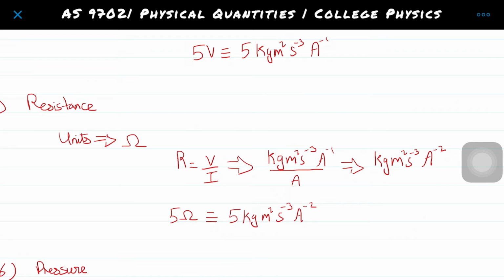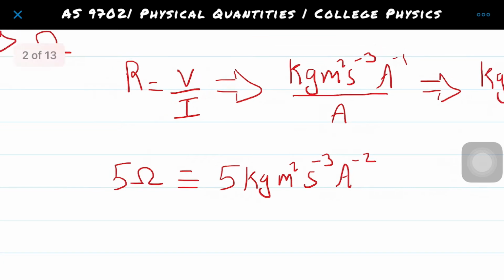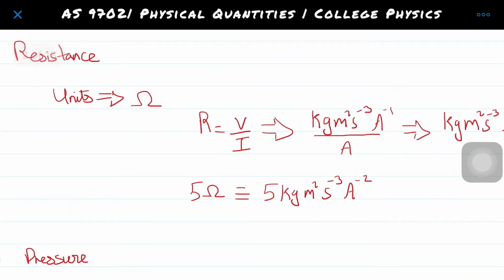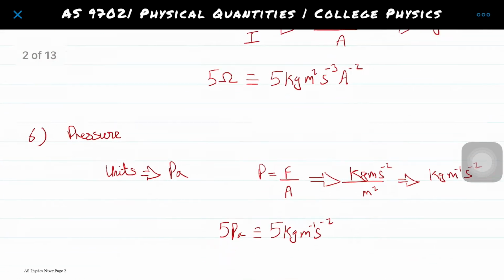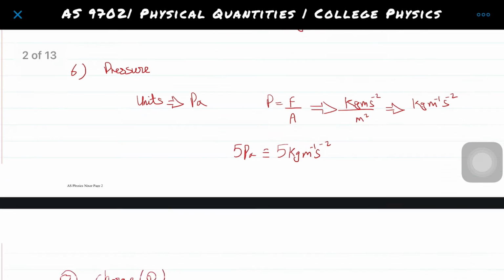So it becomes 1 ohm is equal to 1 kg m² s⁻³ A⁻². So 5 ohms would be equal to 5 kg m² s⁻³ A⁻². Now as we move on to pressure, we've always known that pressure is basically force upon area, and the units of pressure are pascals, right?